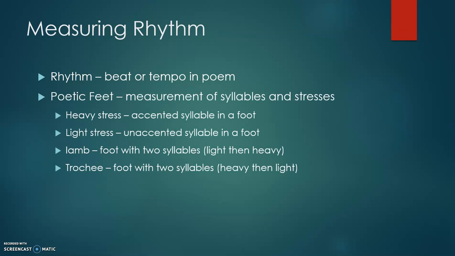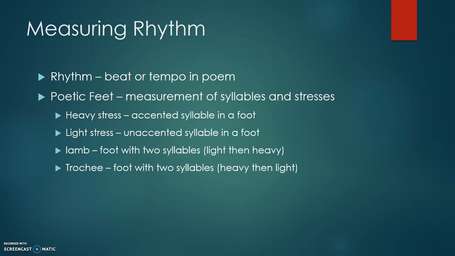So the first way is to look at the feet in a poem, and a poetic foot is a measurement of syllables and stresses. So what you'll do is look at a line of poetry and determine the number of syllables based on the number of words, and figure out which syllable in each word is stressed versus unstressed. If something is stressed, it will be accented, a heavy stress, and if it's a light stress, then it's unaccented. So it's how we pronounce the word that will show us the feet.